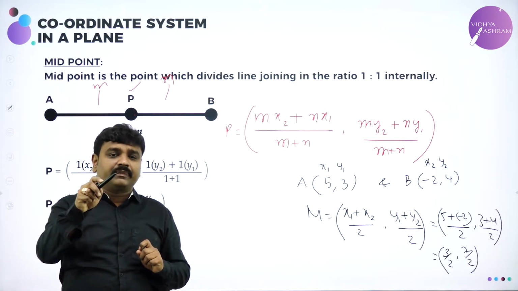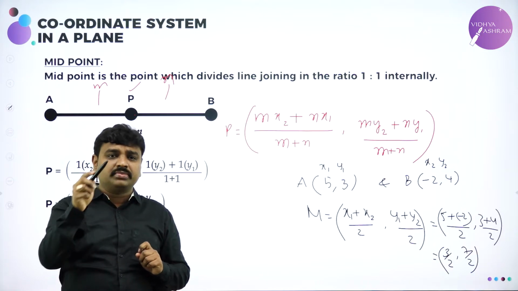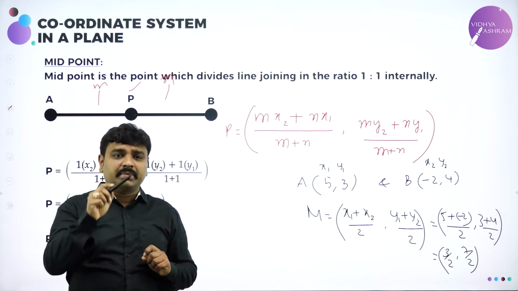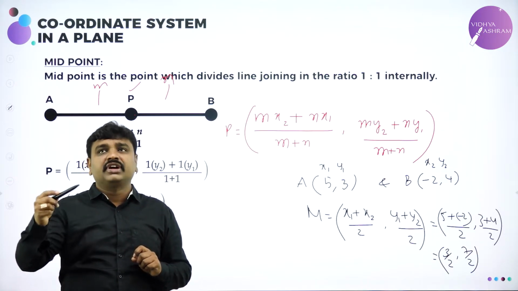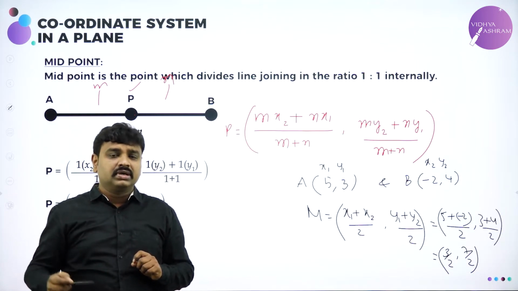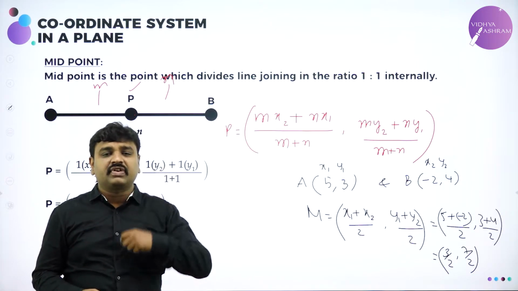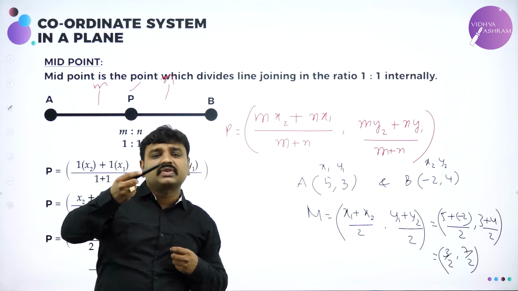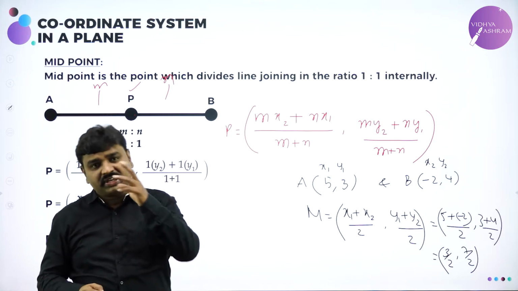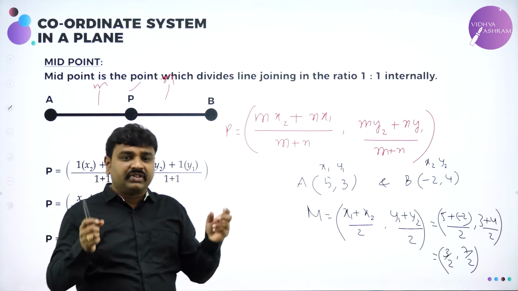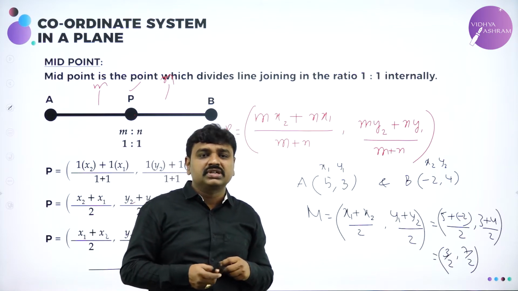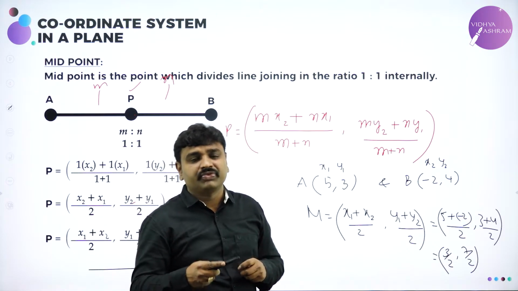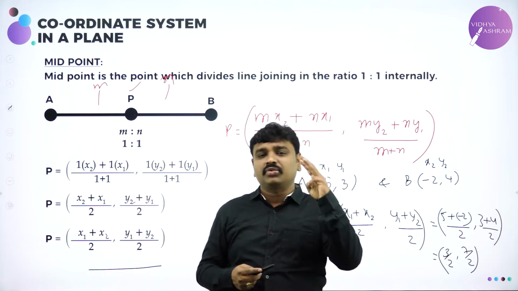If any point P divides AB in the ratio m:n, the P value is (mx2 plus nx1) by (m plus n), (my2 plus ny1) by (m plus n). If it divides externally, then the formula is (mx2 minus nx1) by (m minus n), (my2 minus ny1) by (m minus n). And if they ask you to find the midpoint of line joining points, then it is (x1 plus x2) by 2, (y1 plus y2) by 2. These 3 formulas you have to remember.